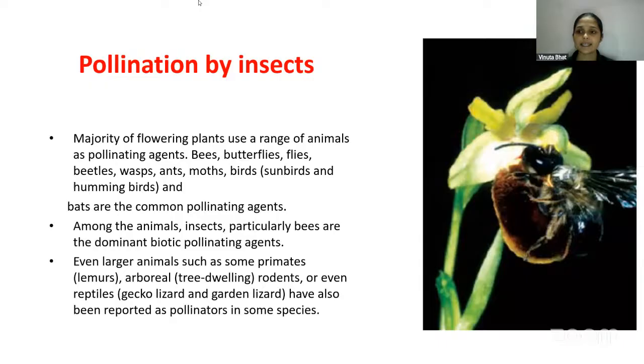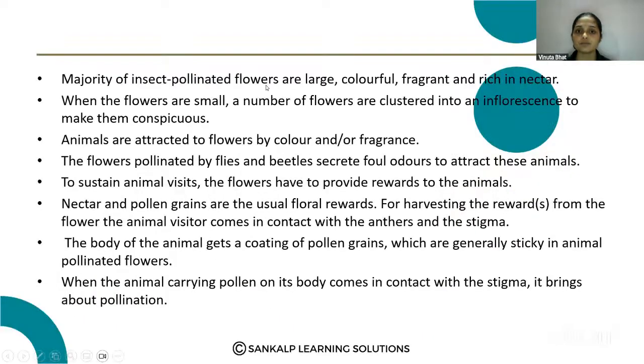Pollination by insects. So, insect pollinated plants. Not only insects, but lemurs, tree dwellers, rodents and many other organisms also help in the process of pollination. These insects pollinate the flower, and as a reward they get nectar from the flower. Insect pollinated flowers are large, colorful, fragrant and rich in nectar. That is a very important point.